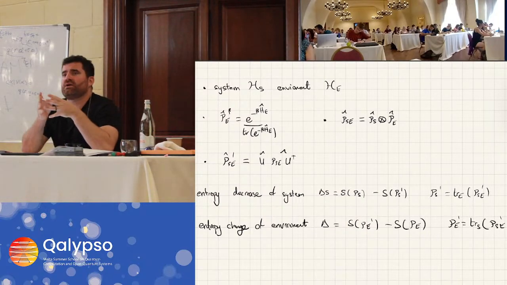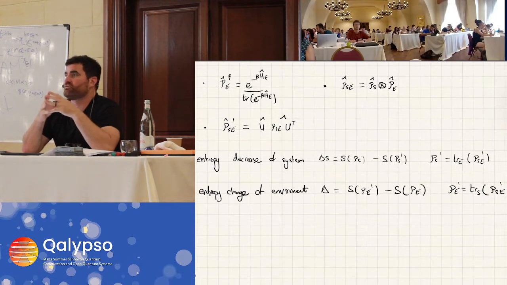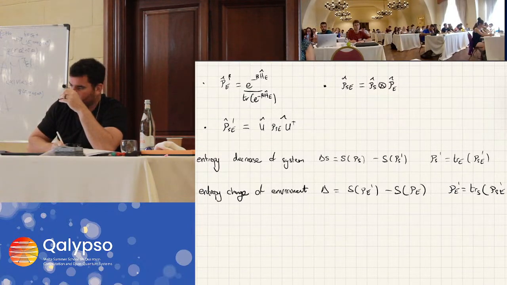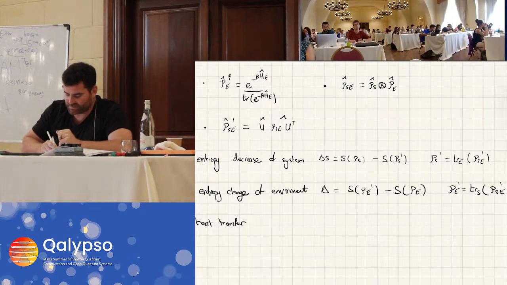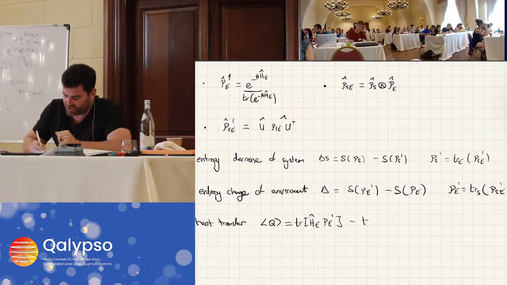So now what we want to describe is the heat exchanged between the system and the environment, okay? So how do we define that? Well, it's going to be the energy change of the reservoir, okay? So the heat transfer to the environment we define as, let me call it Q, is the trace of HE rho E prime minus the initial energy of the environment.